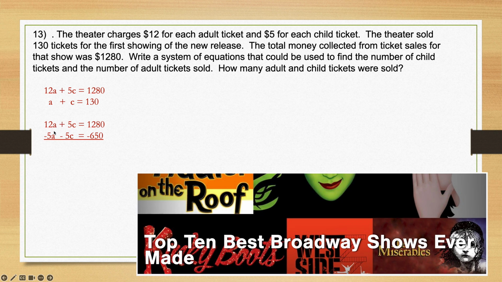Now, 12A minus 5A is 7A. The C's are eliminated, hence the name elimination method. The equals line up, and if I subtract, I get 630. Dividing both sides by 7, the number of adult tickets sold was 90. But remember, adults and children added up to 130, so the child tickets had to be 40.